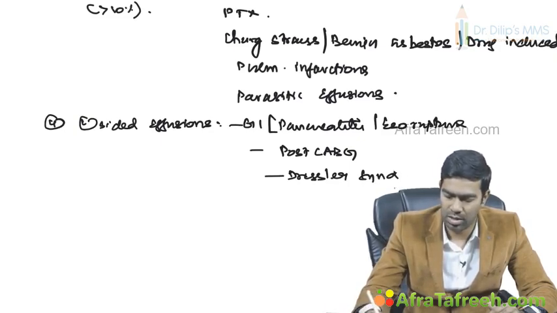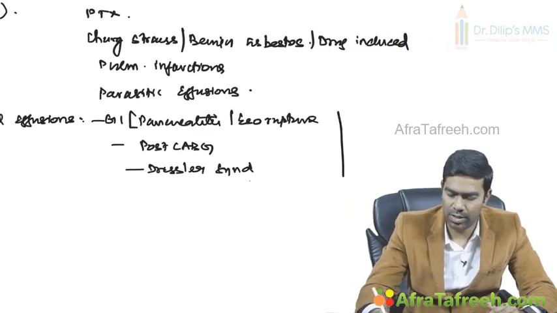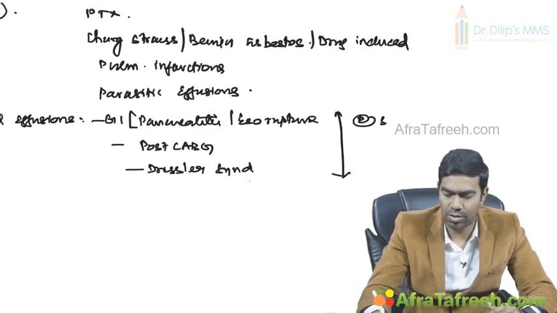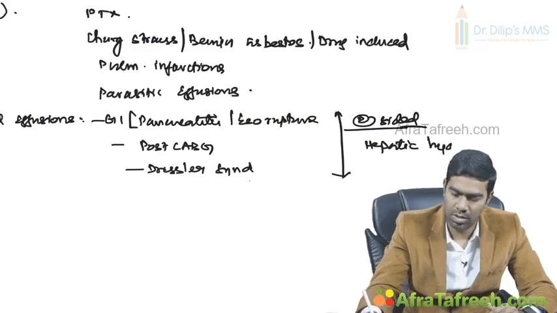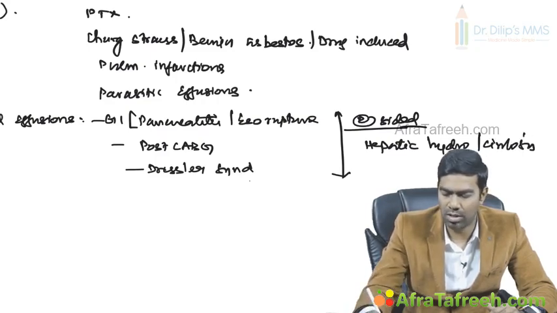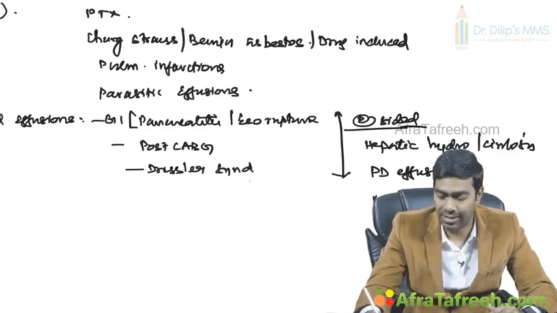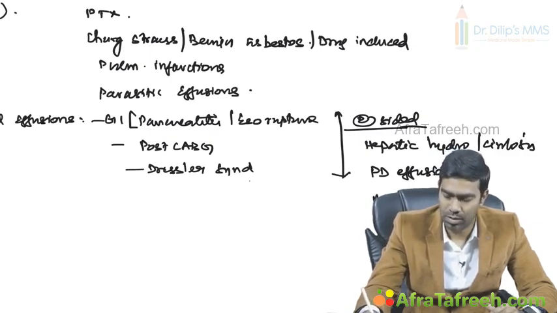Then, if they ask you for some examples of a right-sided effusion, you can typically answer hepatic hydrothorax and cirrhosis. Then you can tell PD-related effusions. PD effusions generally tend to be right-sided. And Meigs syndrome also generally tends to be right-sided.